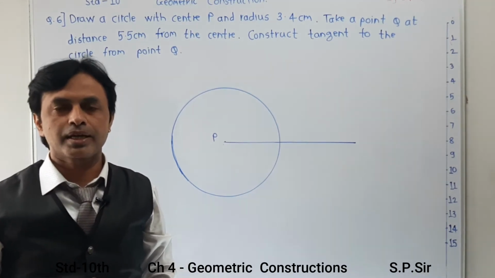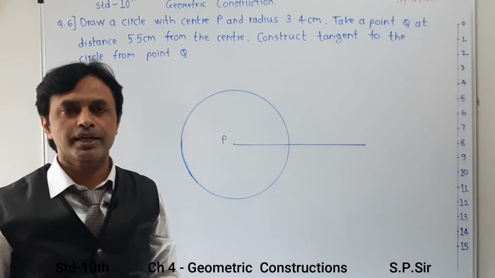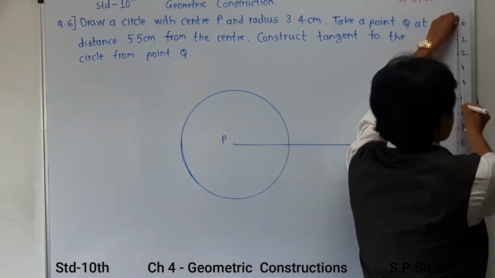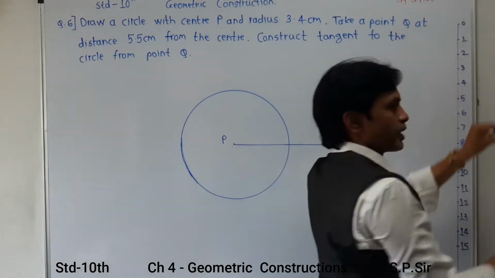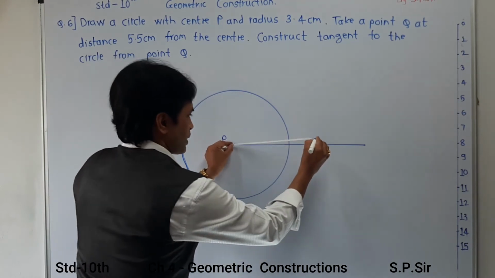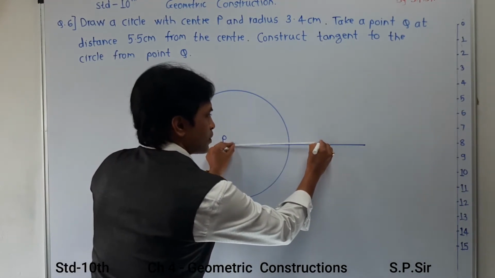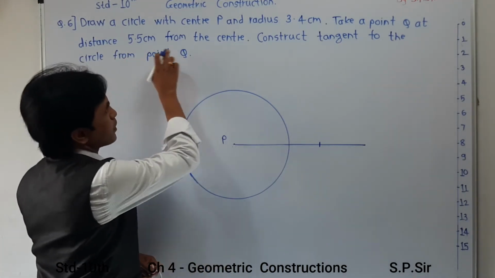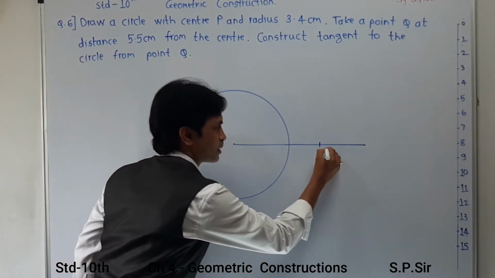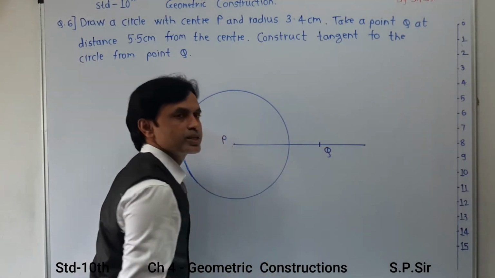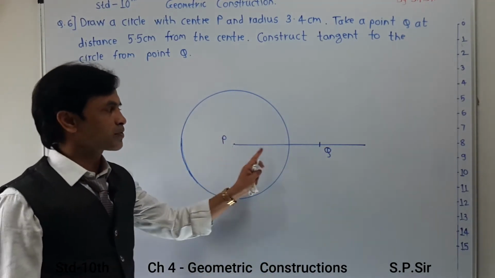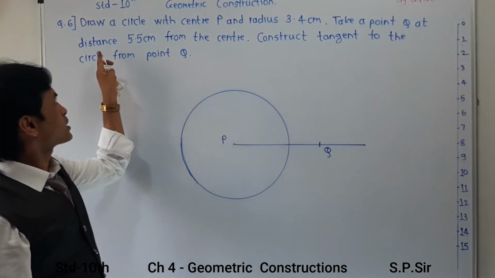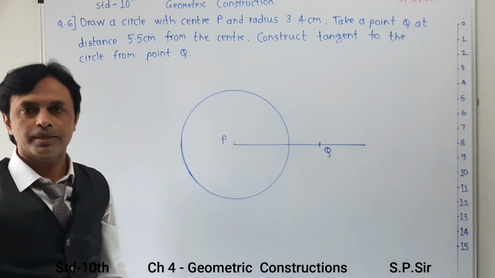Now we are going to take a compass, or you can say a rounder, and we have to take a distance 5.5 centimeter. So again from the scale I am going to take a distance 5.5 centimeter over here, and from point P I am going to make a simple mark over here, and this is nothing but my point at distance 5.5 centimeter, and that point is nothing but Q. Now Q is outside the circle. Why? Because the radius of the circle is 3.4 centimeter and the distance from P to Q, as per the condition, is 5.5 centimeter.